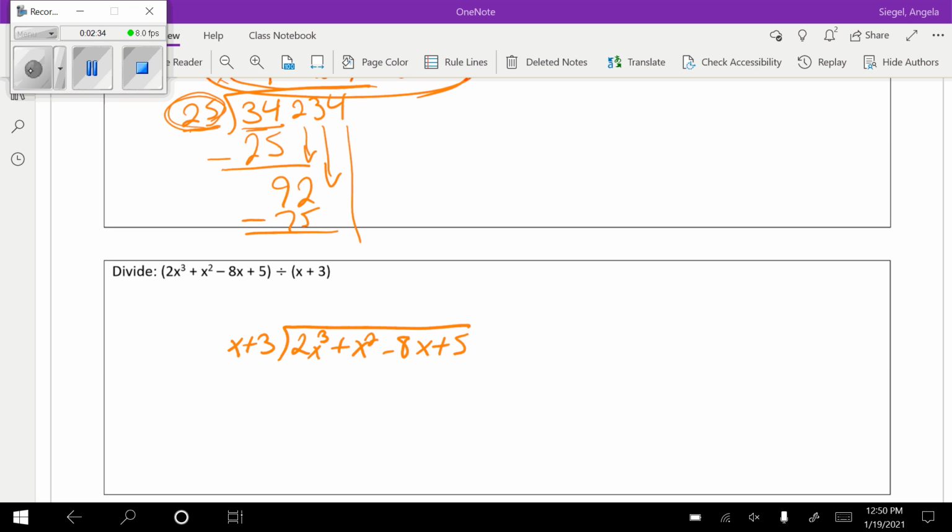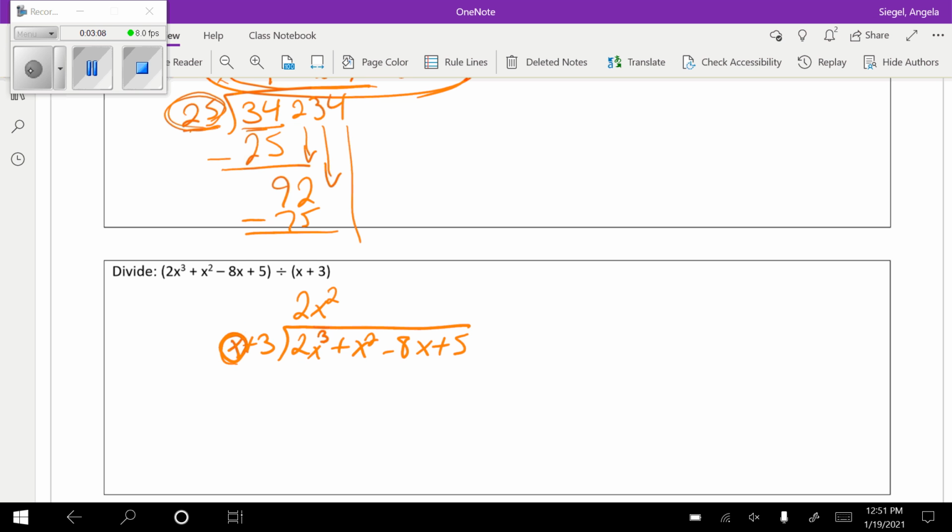Okay, so we're going to set it up in the same way. So this should not be too difficult. But what we're going to do is we are going to have this guy be our leader. So I'm going to ask myself, how many times does x go into, or how do I get from x, to 2x to the third? Well, I would need to multiply by a 2 because we're missing a 2. And then we have an x to the first here, and we need to get to x to the third. So I need to multiply by 2x squared. So that's that thought process there.